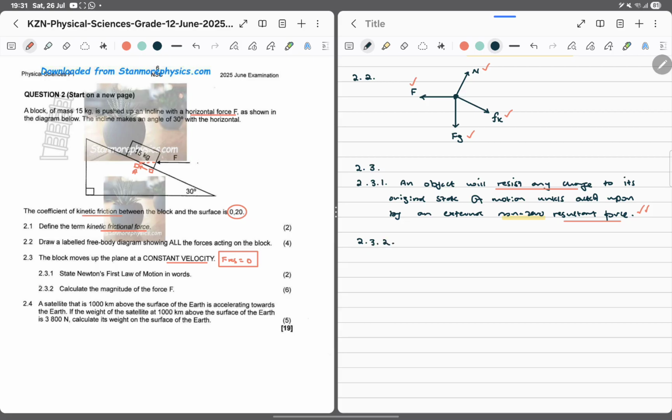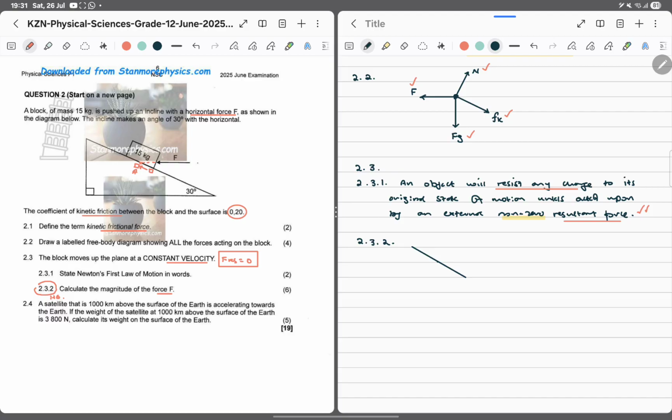2.3.2 says we need to calculate the magnitude of the force F. Okay. And we can say it's 6 marks. So it's one of those, you can say higher grade or in between type of questions where there's a lot of thinking that needs to come in. So how will we do this? Well, let's first look at these forces that are acting on this object.